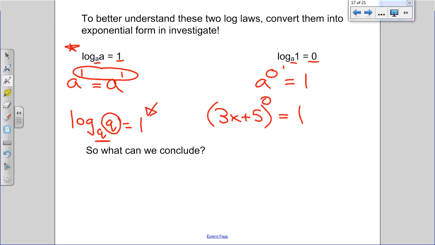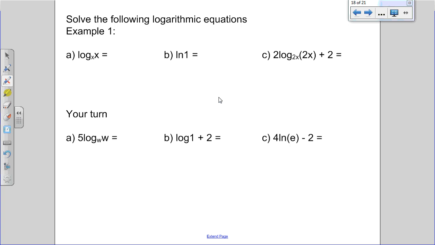Alright, how this works. If you had a question like log x of x, and they asked you to solve it, the power I must put on x to make it equal to x would just be 1. The argument and the base are the same, the answer is 1. Now look at this thing. ln means log base e, just in case you forgot.